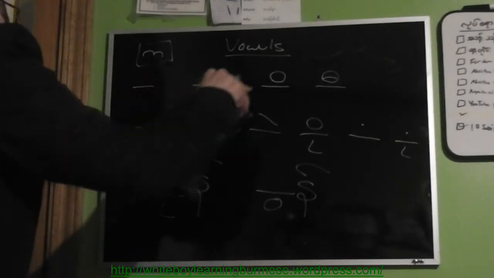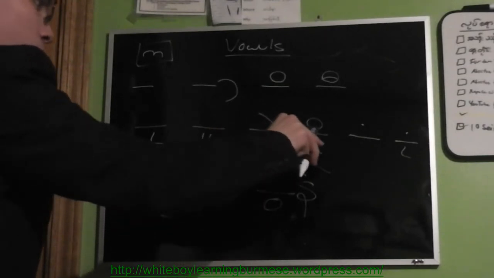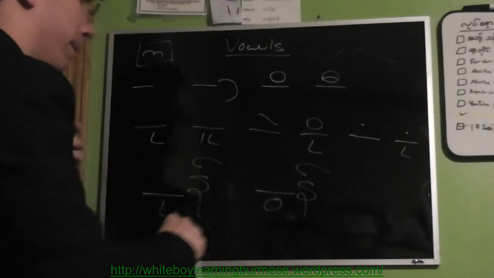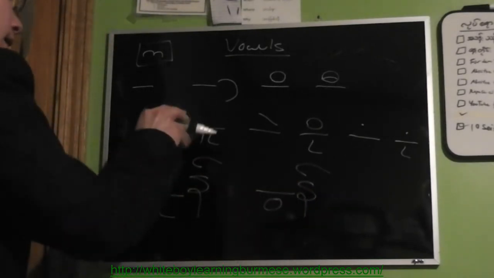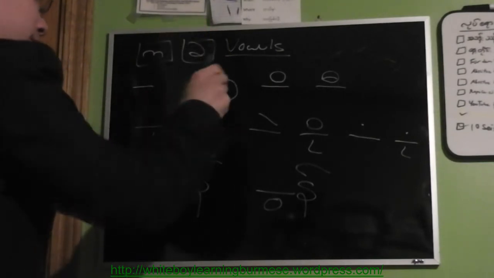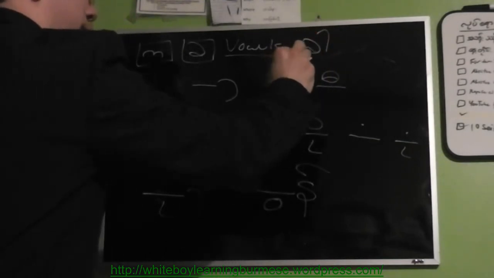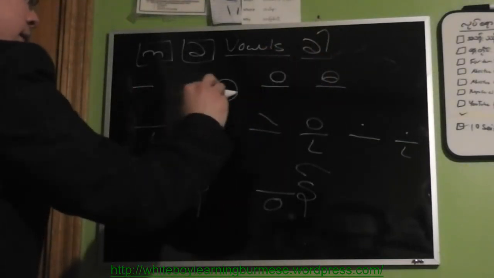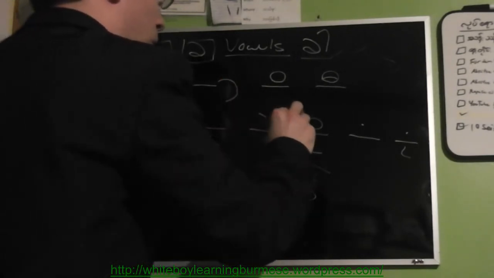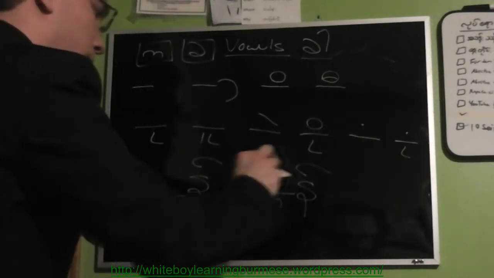Ga ga gi gi gu gu ge go gang gong. Let's do it to ka kui. Ka ka. Actually, with ka kwe and several other letters, you'll have to write it like that. Ka ka ki ki ku ku ke ko kan gong.